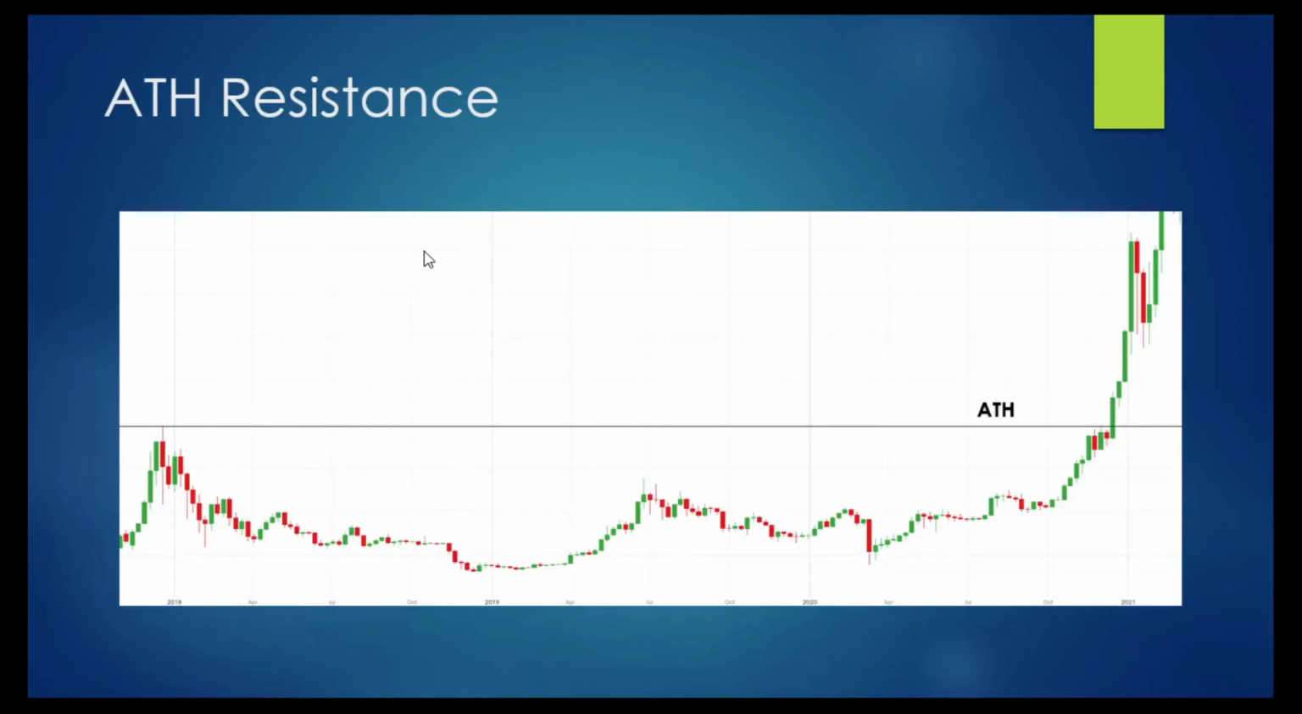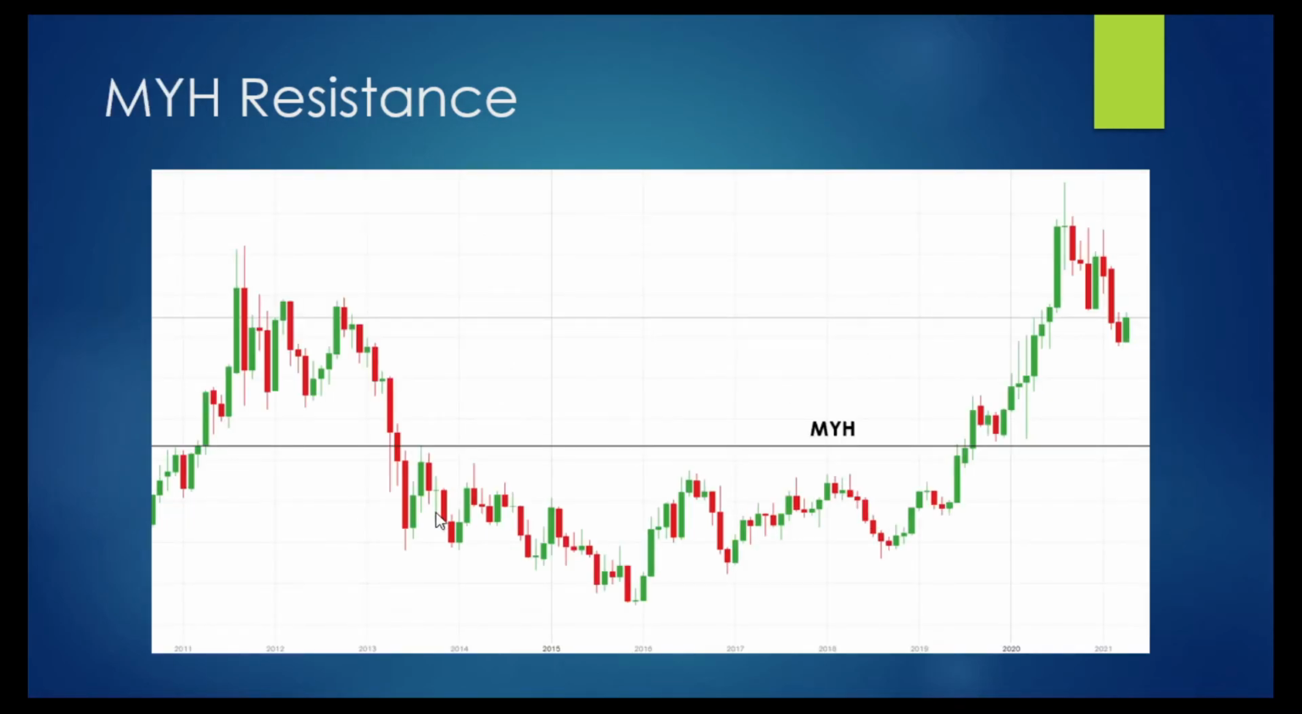So here's an example of all-time high resistance where the price briefly consolidated after hitting its all-time high. Then after its breakout, it made a strong and fast rally. Now here we can see a multi-year high resistance created back in 2013. Then the breakout happened in 2019. And it also created a brief consolidation right here after its breakout from its multi-year high resistance. Then after that consolidation, it also made a strong rally as well.